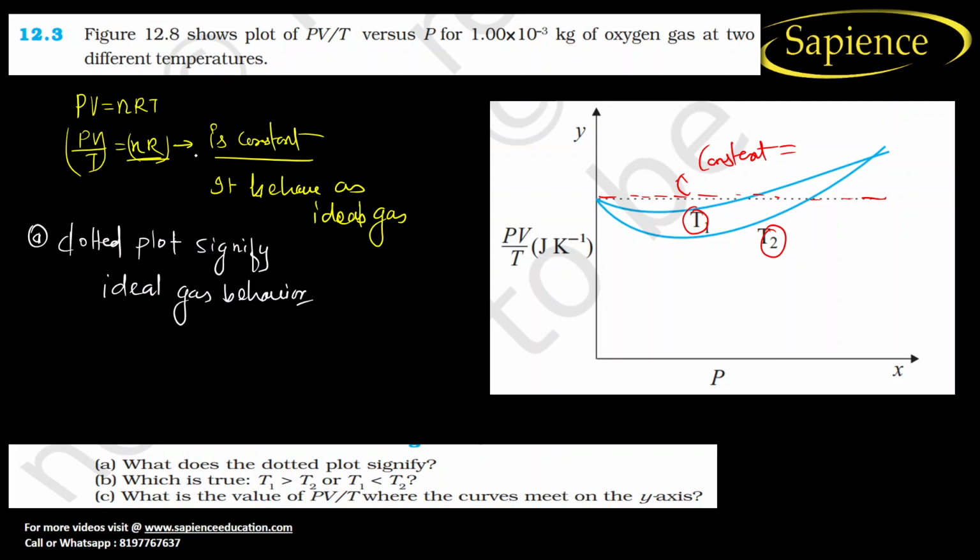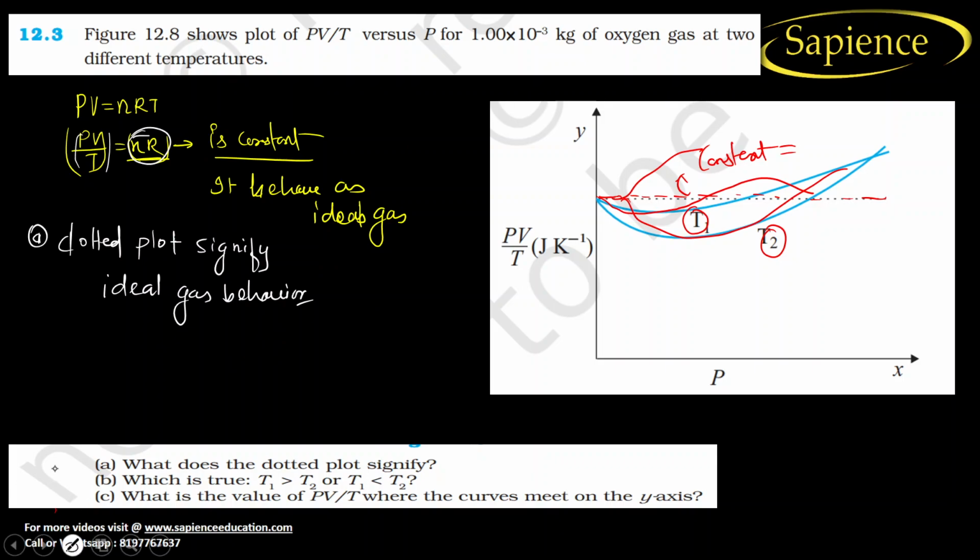Why ideal gas behavior? Because the number of moles and R will remain constant. This is the only case when the gas is ideal. When the gas is not ideal, it may deviate like this, like this, or like this. So we don't know. I hope you have understood this question very clearly.